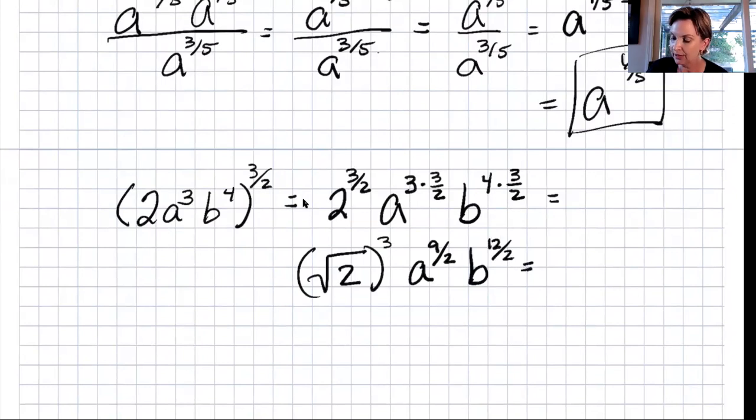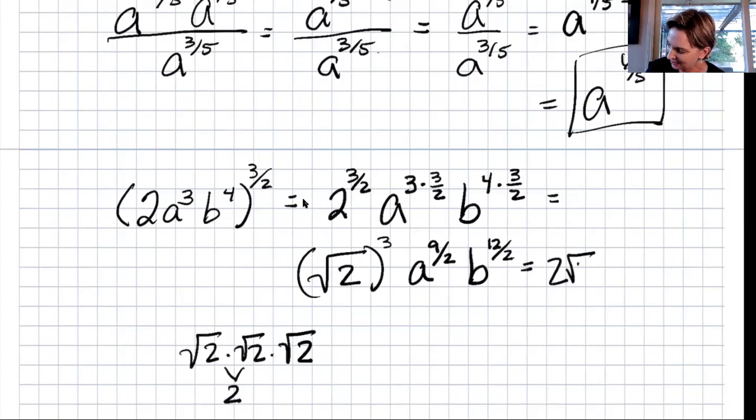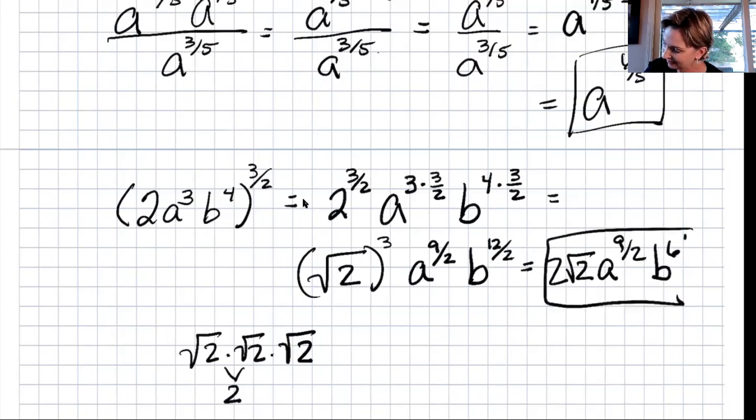That first part is square root of 2 times square root of 2 times square root of 2. The first two, square root of 2 times square root of 2, equal 2. So that's going to give me 2 square root of 2. Then A to the 9 halves, B, and 12 divided by 2 is 6. And I'm done.